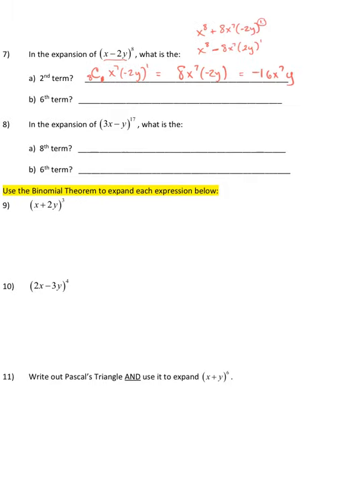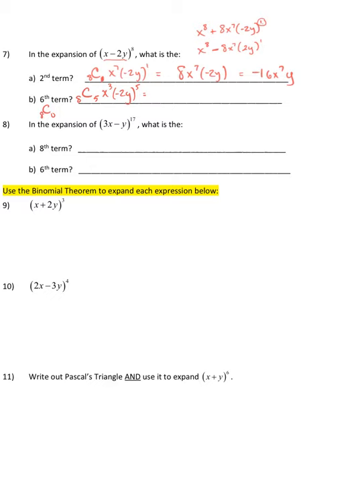The 6th term will be the combination of 8 things taken 5 at a time. Remember, that number is 1 less than the number of the term. And if you ever forget that, just remember it starts out with a combination of 8 things 0 at a time, and that's the first term, and you can see that 0 is 1 less than 1, the first term. So it's a combination of 8 things 5 at a time, and that will be 8x to the 8 minus 5 is 3, and then it'll be negative 2y to the 5th.